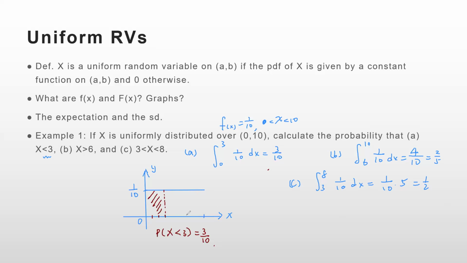X greater than 6. 5, 6, 7, 8, 9, 10. So there's 3, 4, 5, and from 6 to 10 you also have a rectangle, the base is 4, and the height is 1/10. So this area is the probability of x greater than 6, which is 4 divided by 10, okay, again 2 fifths.